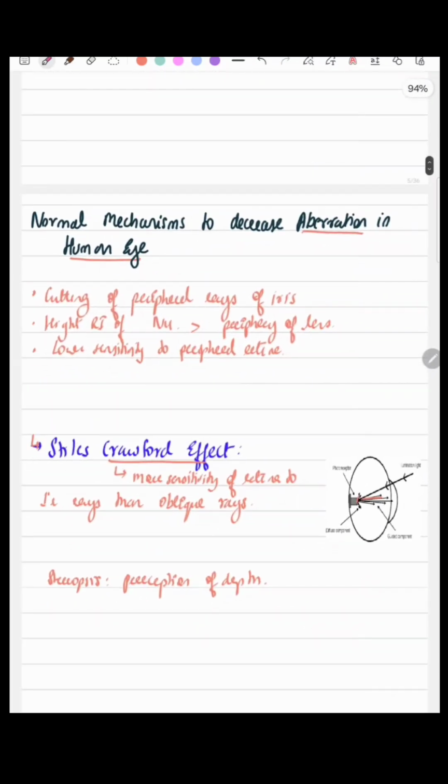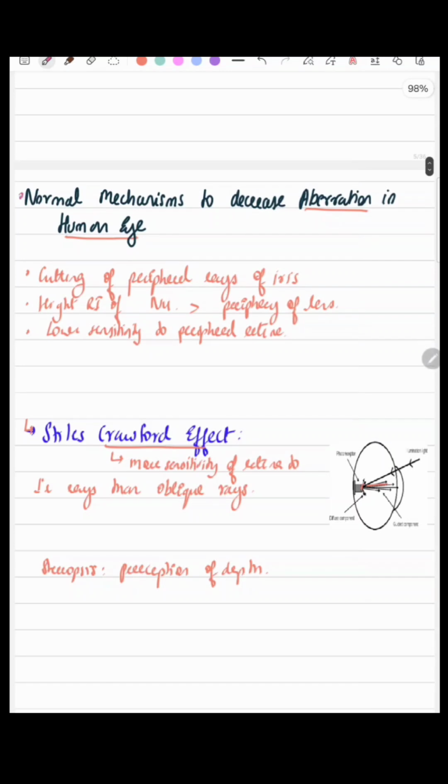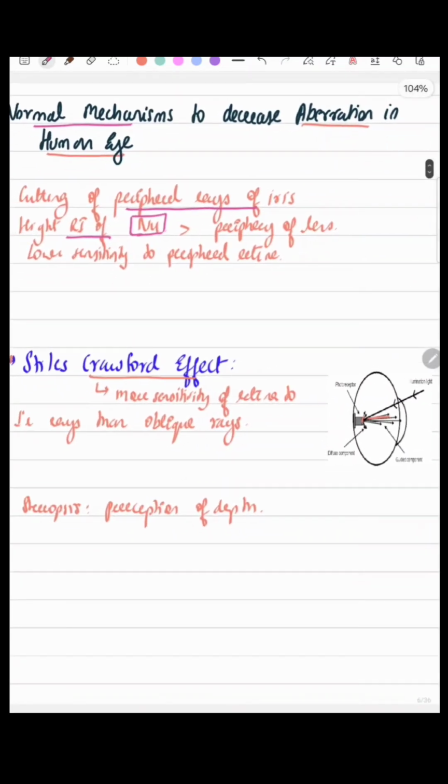Coming to a few normal mechanisms to decrease aberrations in the human eye. These are normal mechanisms which are present in all human eyes. They include cutting of peripheral rays by the iris, then the high refractive index of the core of the nucleus of the lens, which is higher than that of the periphery of the lens, that is the cortex.